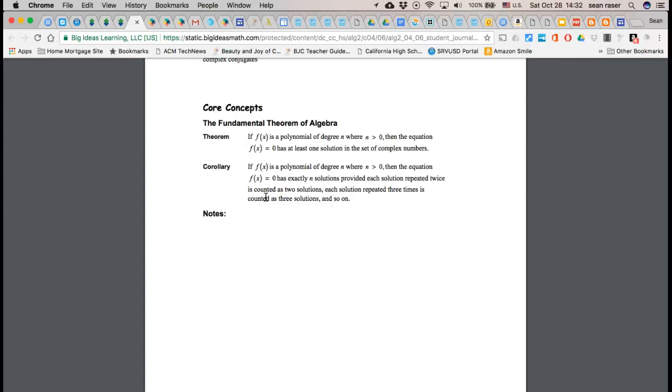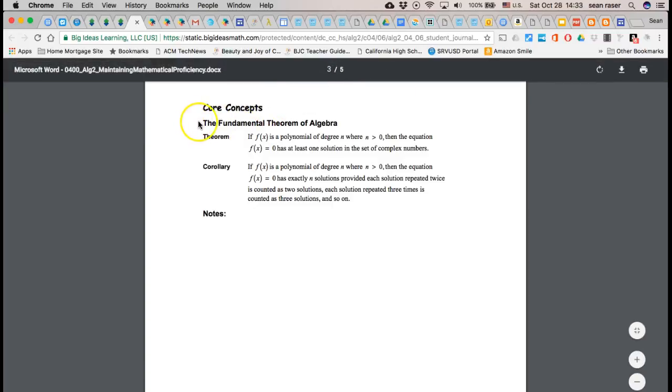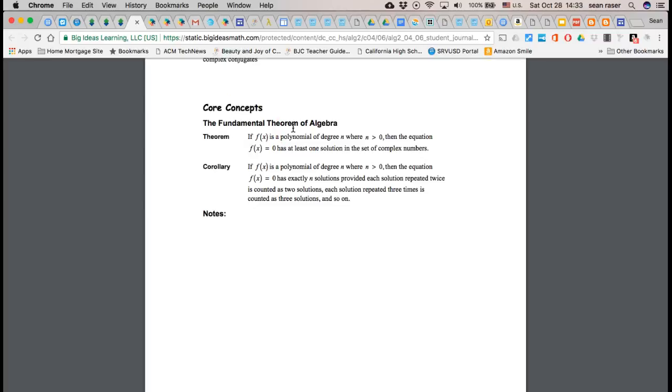And basically, we talk about this in class. If there's a third degree polynomial, we know it has 3 solutions. Fourth degree, we know it has 4 solutions. Second degree has 2 solutions, and so on. So this isn't really anything new, but this is just officially declared right here as the fundamental theorem of algebra. This is used in a lot more detail in higher level math, but it's important to understand.